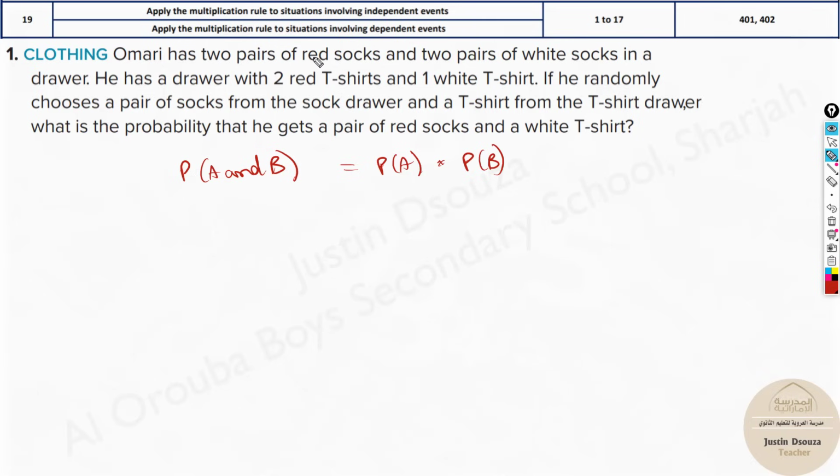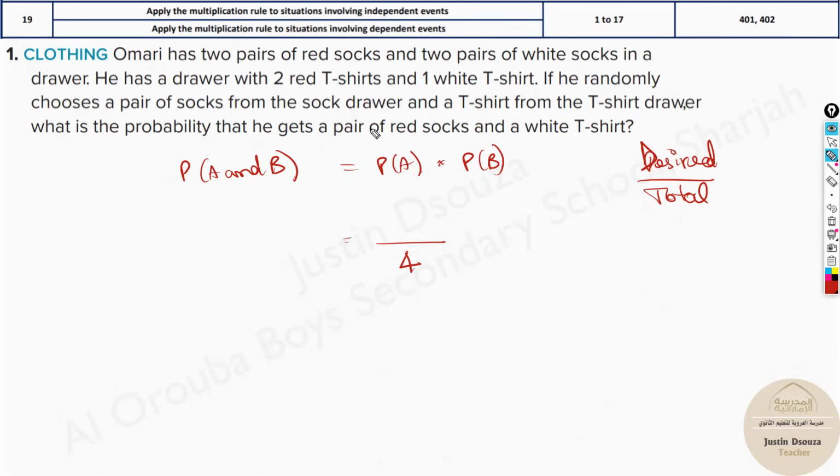Now, how many red socks and how many socks are there in total? Let's see the probability. The desired outcome divided by the total outcomes, right? So it's always desired by total outcomes. Now here, how many are they? There are four socks because he has two pairs of red and two pairs of white. That means four is the total.